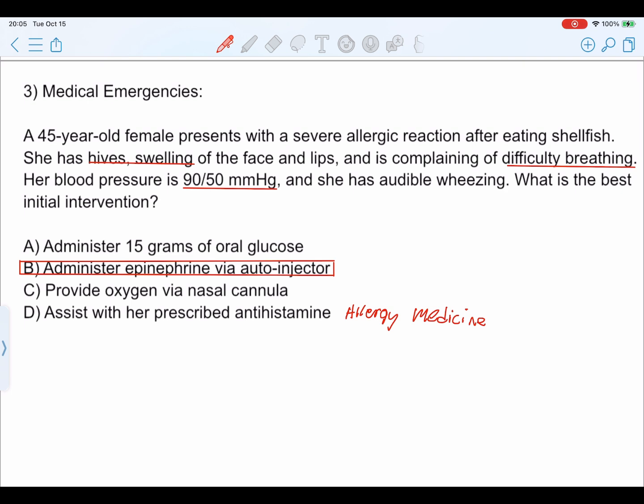Now, do these symptoms that she's experiencing sound like an allergic reaction? Well, kind of, yeah, they do. This sounds exactly like an allergic reaction. And we have allergy medicine with us. She has allergy medicine. We could give her allergy medicine.